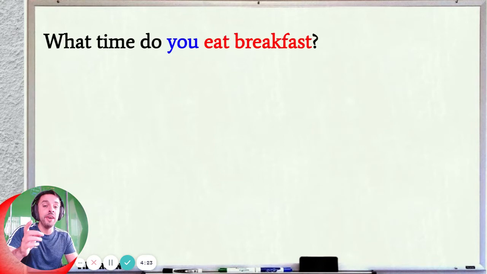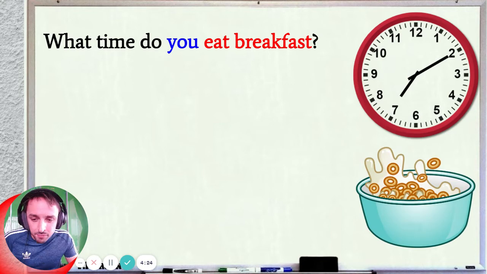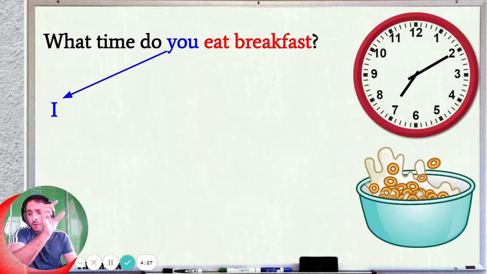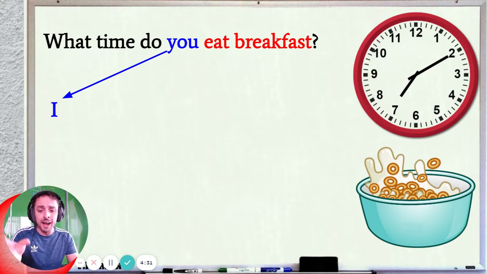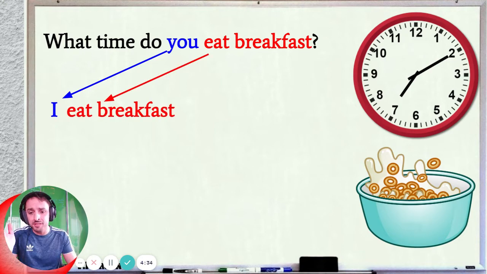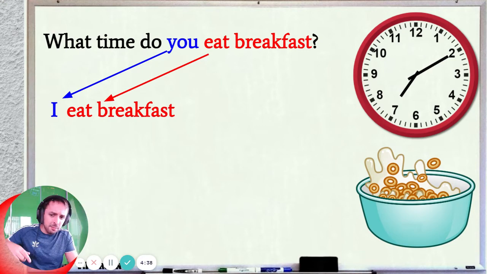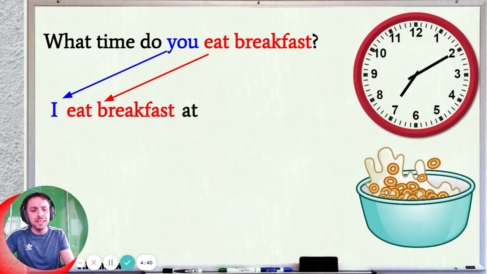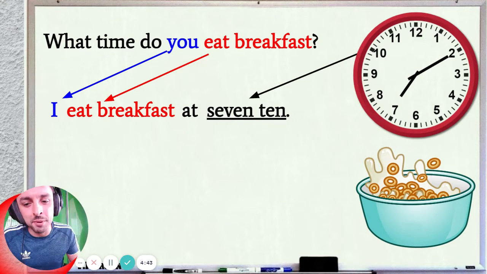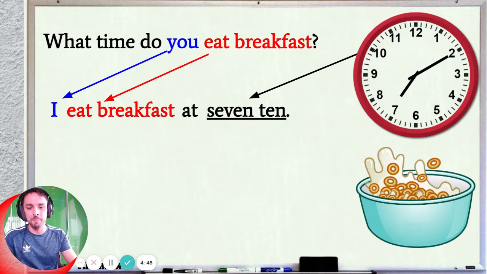Next one. What time do you eat breakfast? Let's look at the clock. First, we take the pronoun, you changes to I. Then we take the verb: I eat breakfast. Then the small word: I eat breakfast at. I eat breakfast at what time? 7:10. I eat breakfast at 7:10.